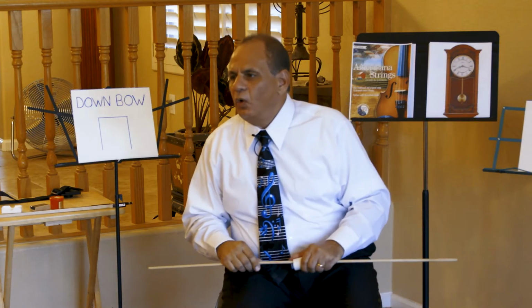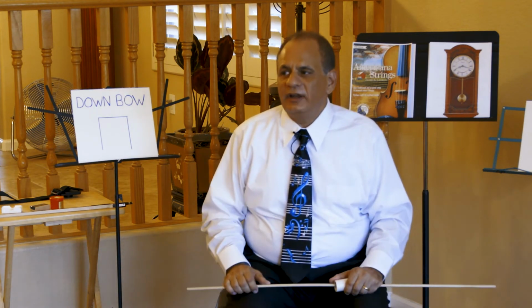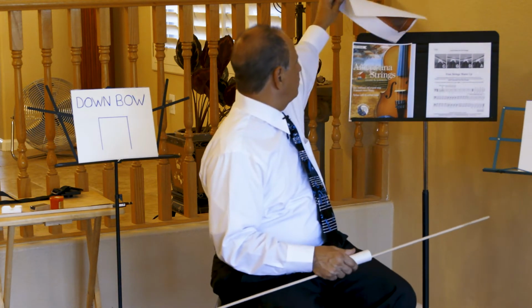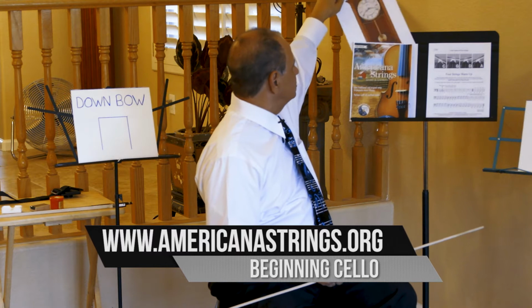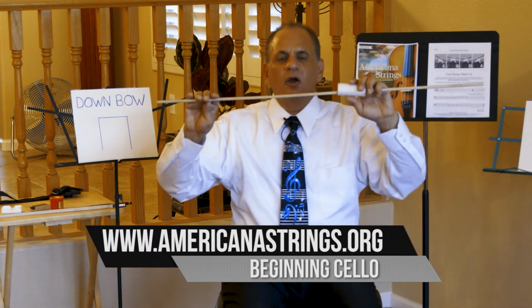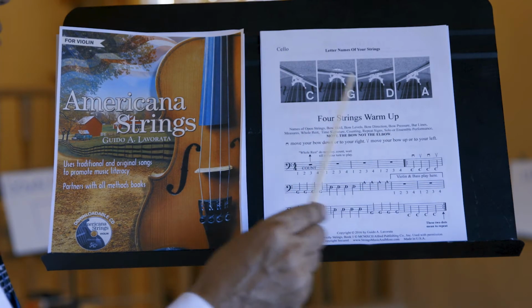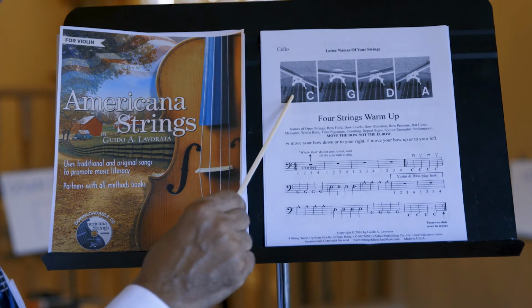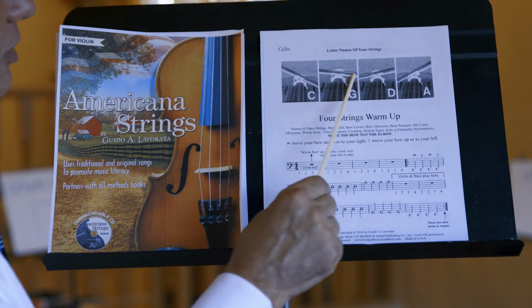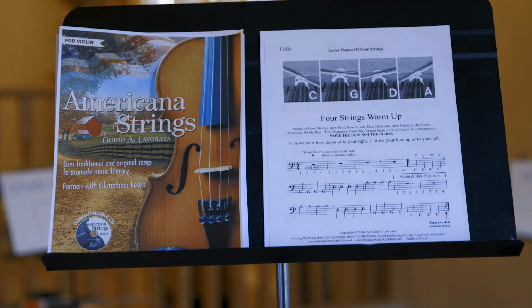Okay, so repetition and review will make learning permanent. So what we want to do is go through the first 3 songs of Americana Strings using our wooden dowels. So with this piece, the 4-string warm-up, we are going to learn the letters of the strings. We're going to learn the angle of each bow that's required to play that string.